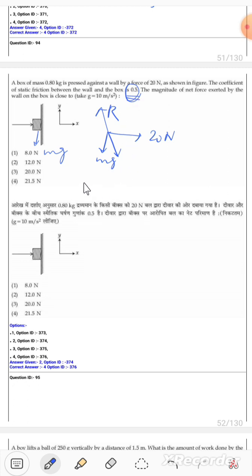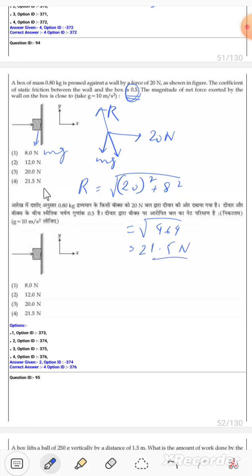So by using the vector process or the resultant, we can easily find out 20 whole square, and mg will be, m is 0.8 and g is 10, it will be 8 square. So finally it will be root over of 464, and it is approximately 21.5 newton. So option 4 will be the correct one.